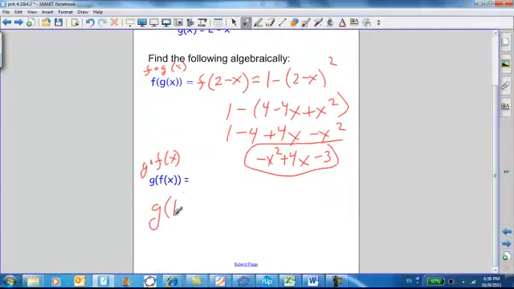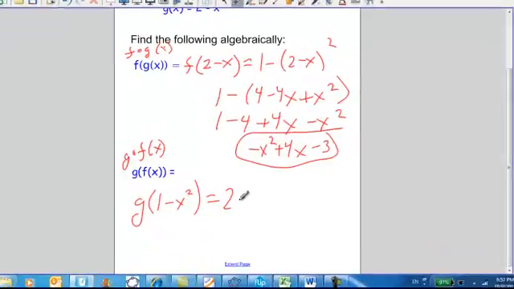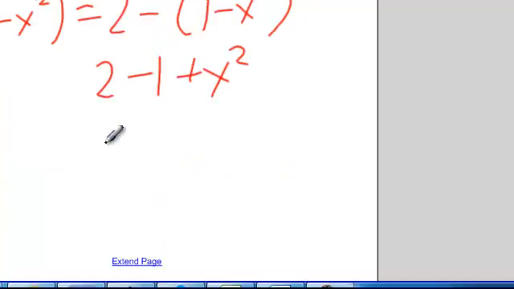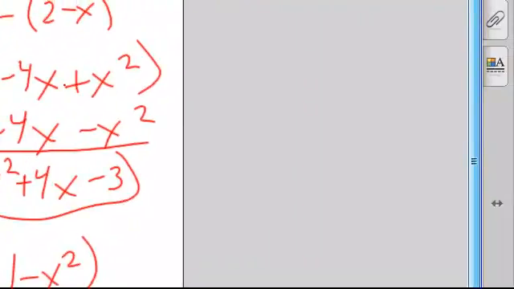Now notice, when we do the composition in the other direction, g of f of x, f of x is 1 minus x squared, and I would put that into the g function. The g function is 2 minus something, so it's 2 minus the quantity 1 minus x squared. So you get 2 minus 1 plus x squared, or x squared plus 1. Notice the composition done in different directions doesn't yield the same thing.